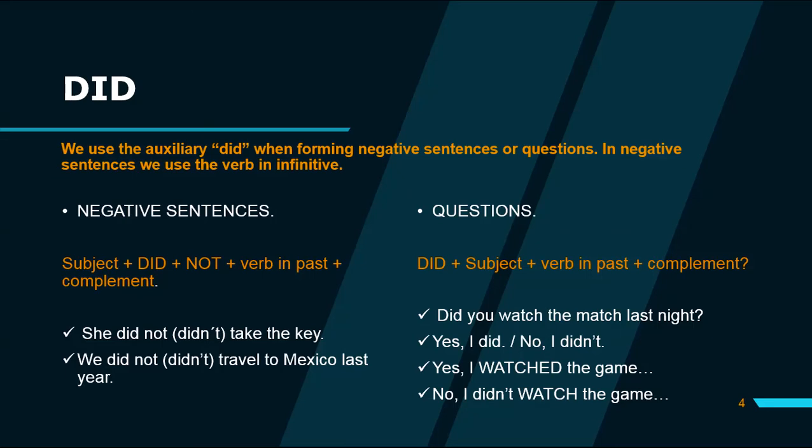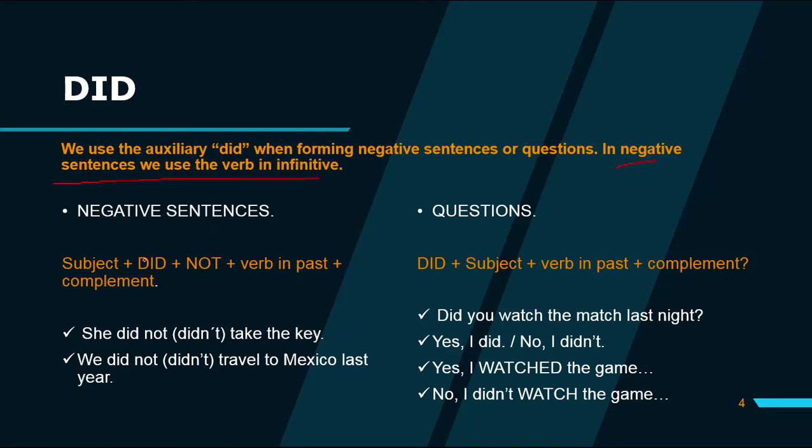Now did. We use the auxiliary did when forming negative sentences or questions. In negative sentences, we use the verb in infinitive. Okay, be careful with this part. In negative sentences, we use the verb in infinitive. In infinitive means in present.